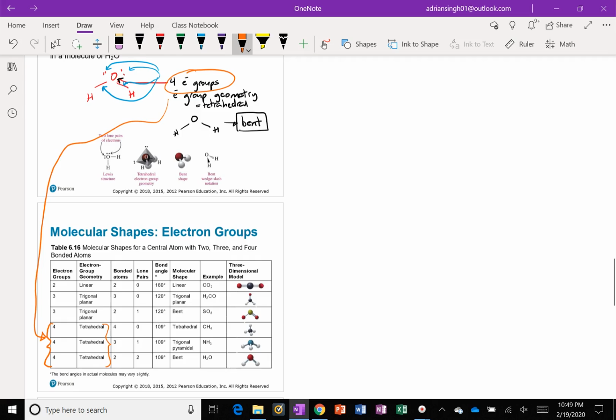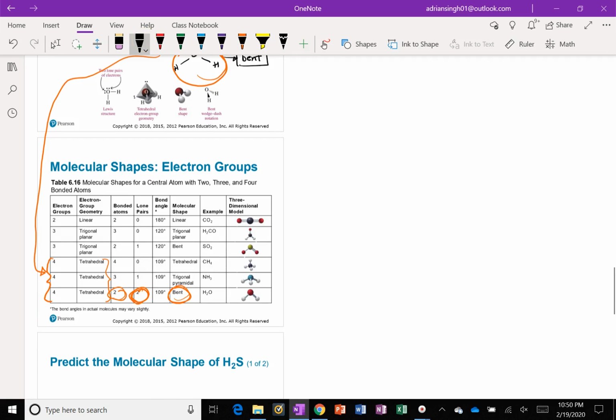Well, how many of those electron groups are lone pairs in water? And the answer is 2. Right, so we have 2 electron groups, these 2 lone pairs, sorry, which are those 2. And then we have 2 bonded atoms, which are the H's. So the shape that we get is our bent shape, which looks like our molecule up on top.